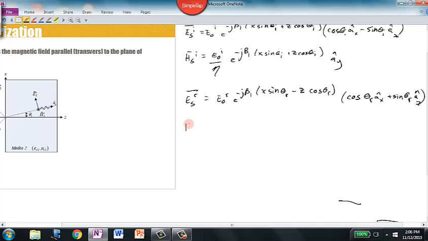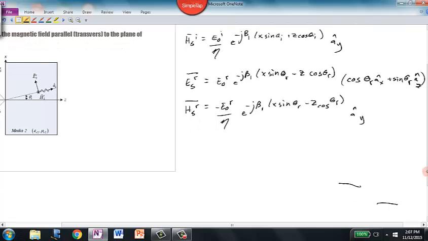The magnetic field HSR is equal to minus E0R over eta e to the minus j beta 1 x sine of theta R minus z cosine of theta R a hat y. We've got to be careful here. There is a minus sign for the TM mode. That's because it doesn't get absorbed into the unit vectors here, like it did in the TE case.